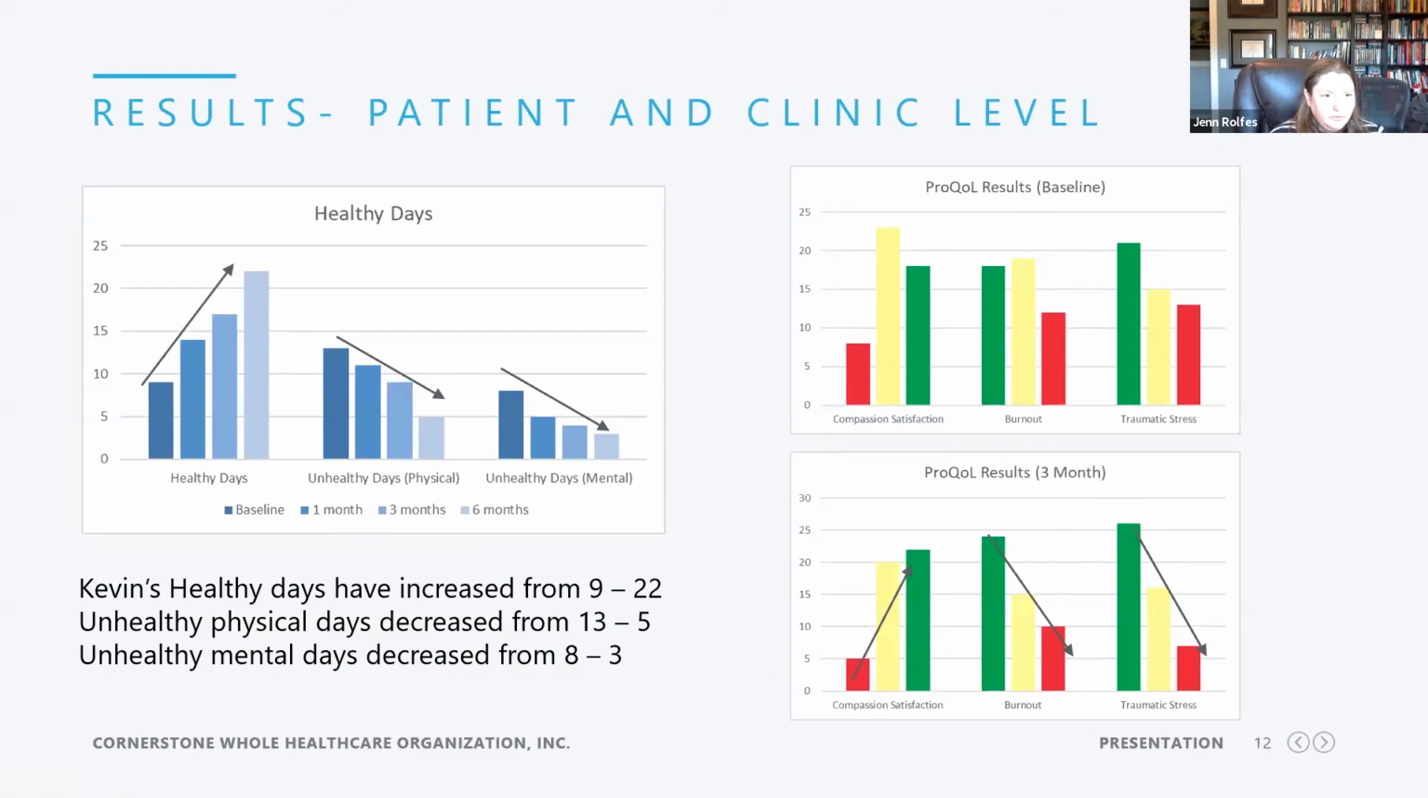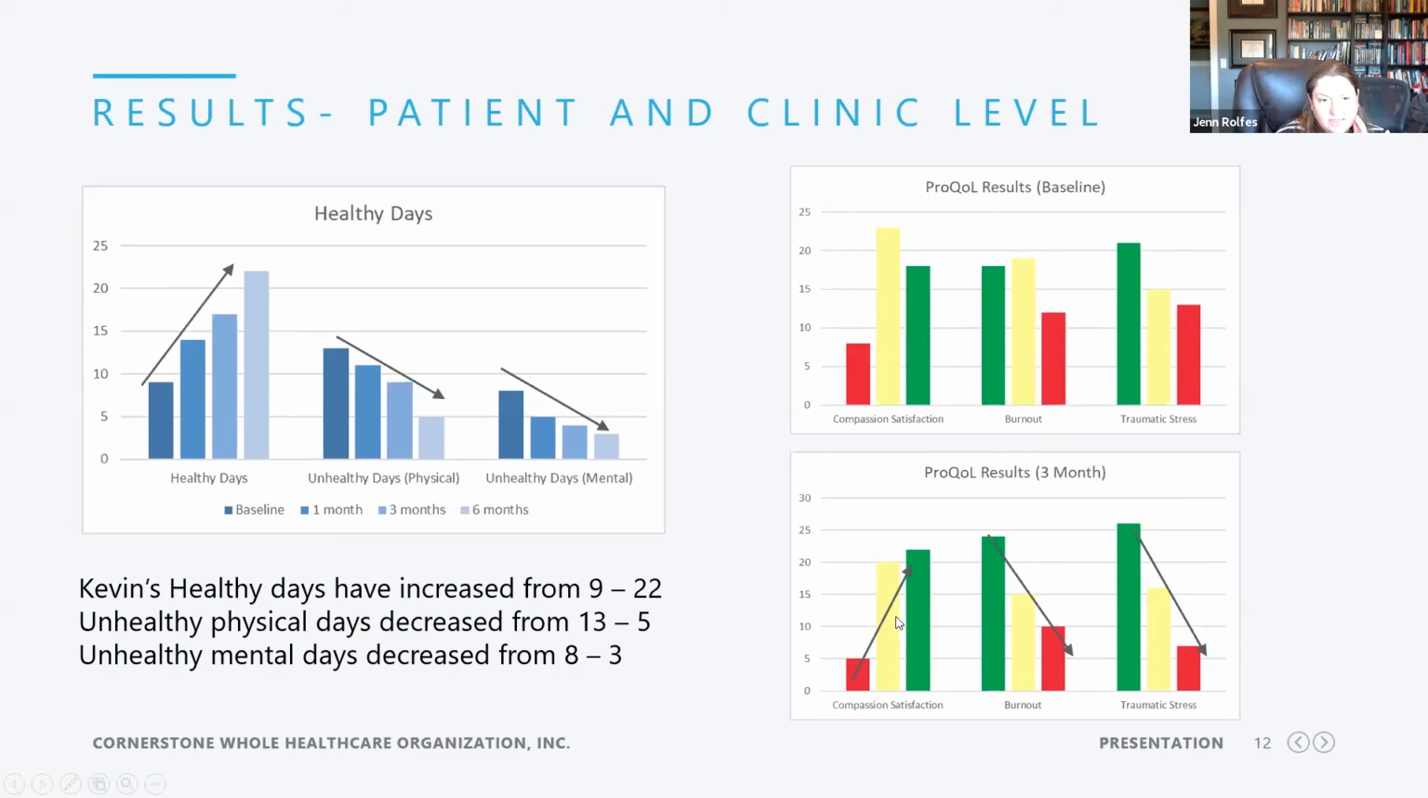The ProQOL, so the professional quality of life, the thing is that satisfaction is kind of measured on the reverse scale, right? So higher levels of satisfaction are good, so it's green, and then burnout, of course, higher levels are bad, and same with traumatic stress. So I just kind of color coded this to emphasize that it's on a reverse scale.